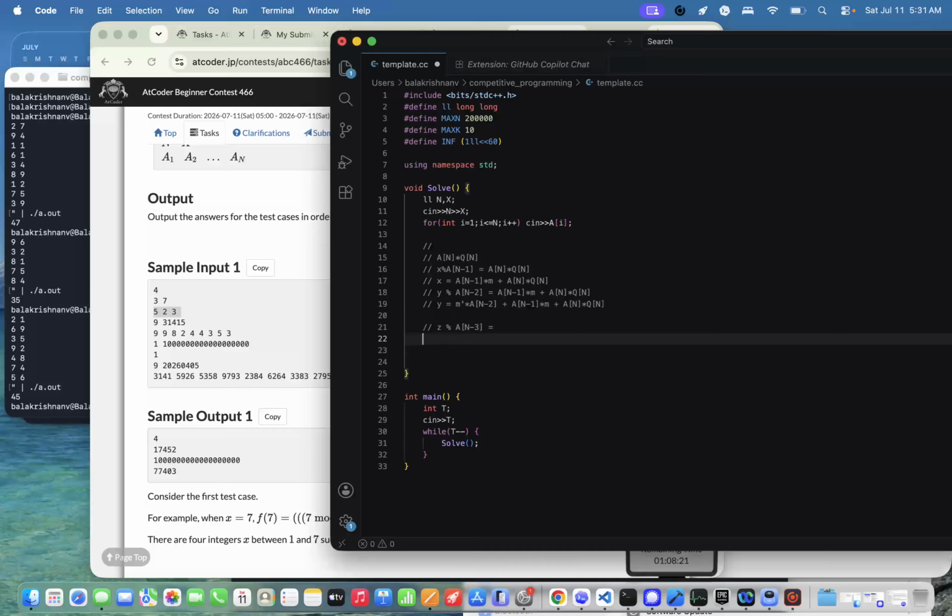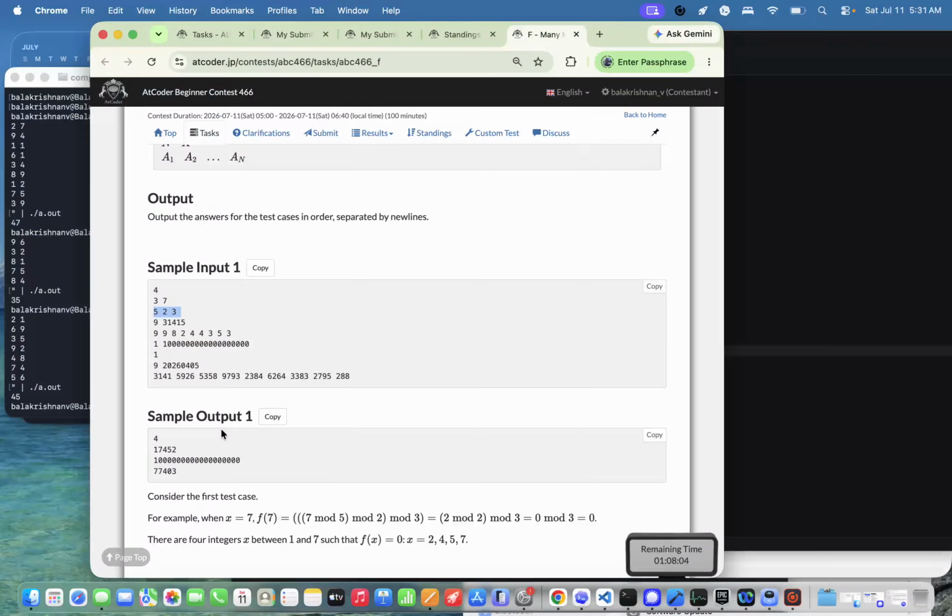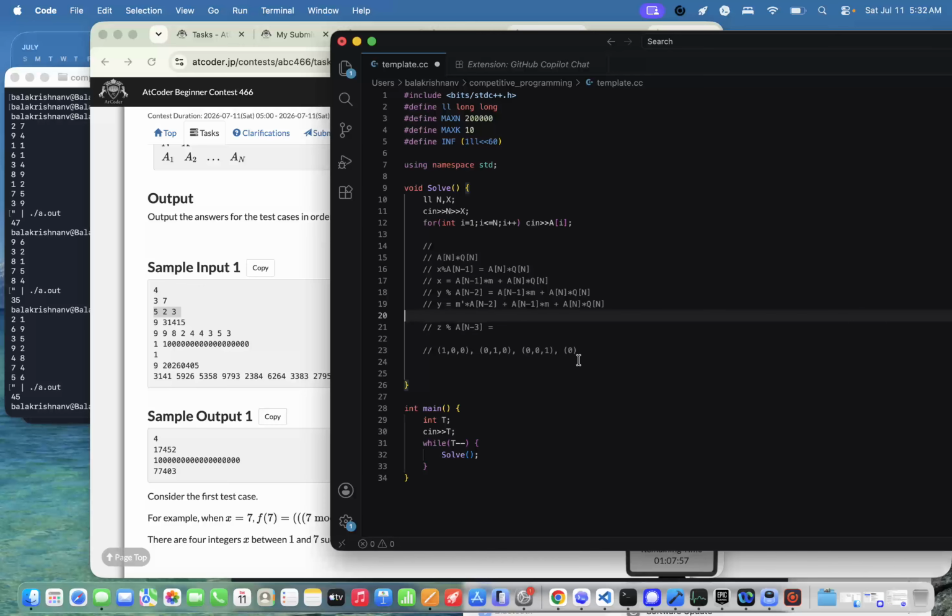Between 1 and x. Okay, so let's see. It's 1 0 0. Yeah, 0 0 1. There is also between 1 and 7. What about 7? If it is 5, it will work. 2, it will work. 3, it will work. Okay, because 2 plus 3 is 5, so it's redundant.